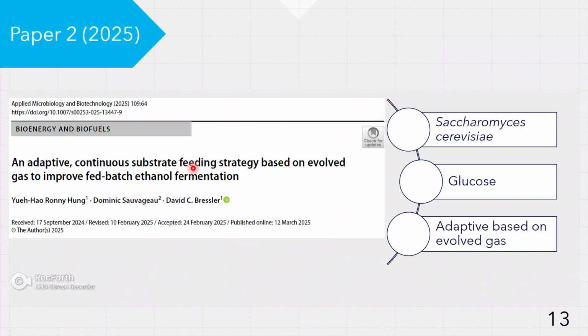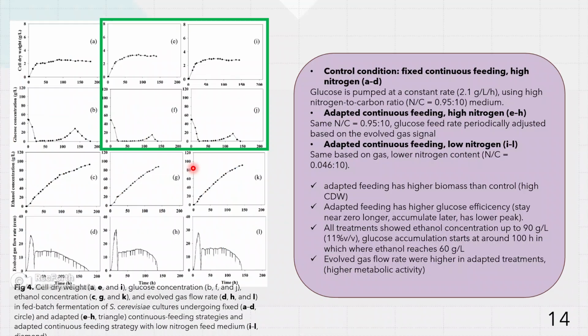So let's move on to paper 2, which is titled an adaptive continuous substrate feeding strategy based on evolved gas to improve fed-batch ethanol fermentation. In this study, they used Saccharomyces cerevisiae and glucose as the substrate. The strategy is adaptive, based on the evolved gas that is produced during the fermentation. So there are three conditions that they use here.